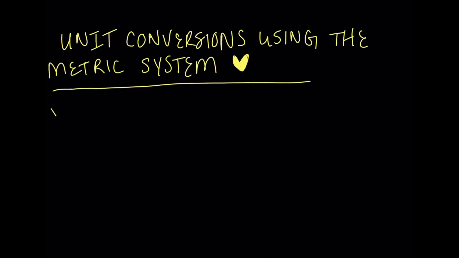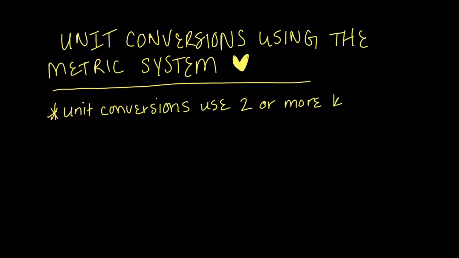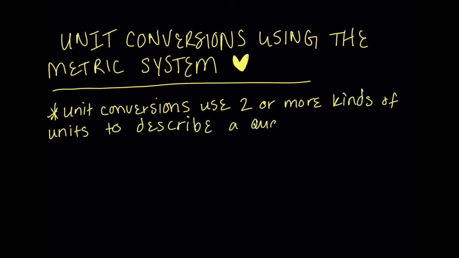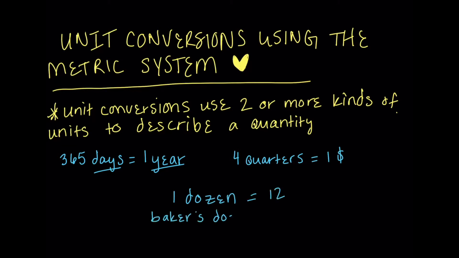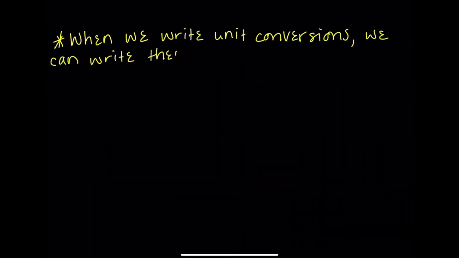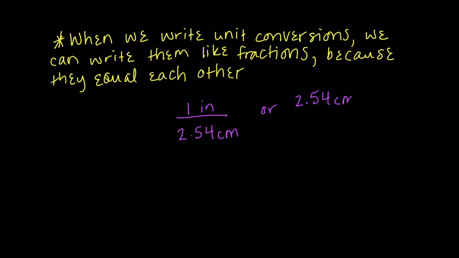So, unit conversions using the metric system use two or more kinds of units to describe a quantity. So you could have 365 days in a year. Both of those things mean the same amount of time, just like 1 dozen equals 12, no matter what it is. When we write unit conversions, we can write them like fractions because they equal one another.